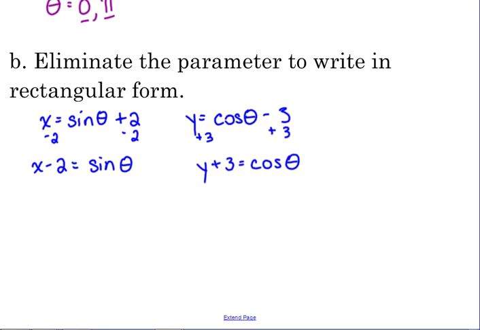Now we can't substitute because we don't have sine in the other equation. We don't have cosine in the other equation, so we can't do any substituting. So here is the next step, and it's going to look kind of weird, but this is the way it goes whenever there's trig involved. We are going to square everything in both equations. Square both sides of both equations.